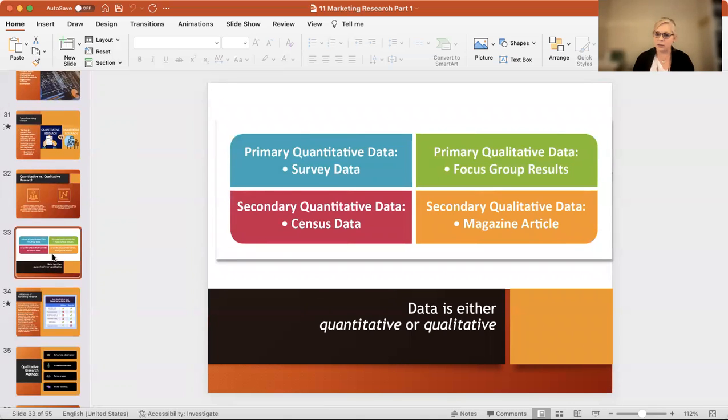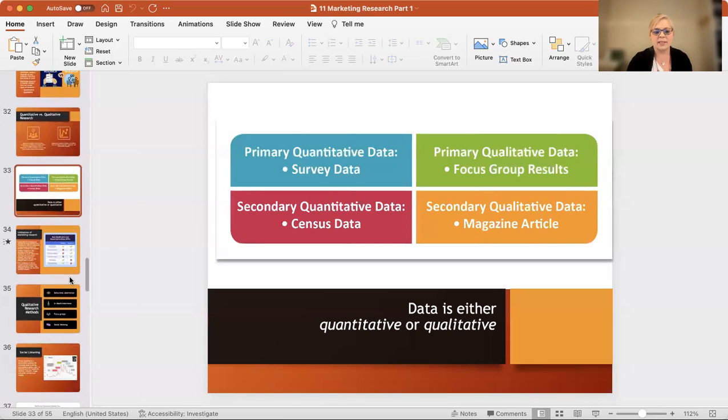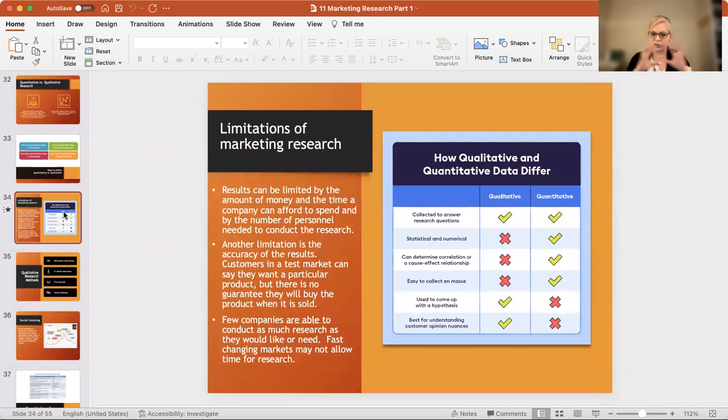All right, secondary, we're getting that information somewhere else. Census data. Census data is very numerical, so it would be secondary and quantitative. We're not generating it. We didn't create that as our company, the census data. We're getting it from another source. Magazine articles, we're getting it from another source, but it's very sort of perception and text driven, and in that kind of floaty stuff that we talked about. Secondary qualitative information. That's how we would make the distinction in those types of things.